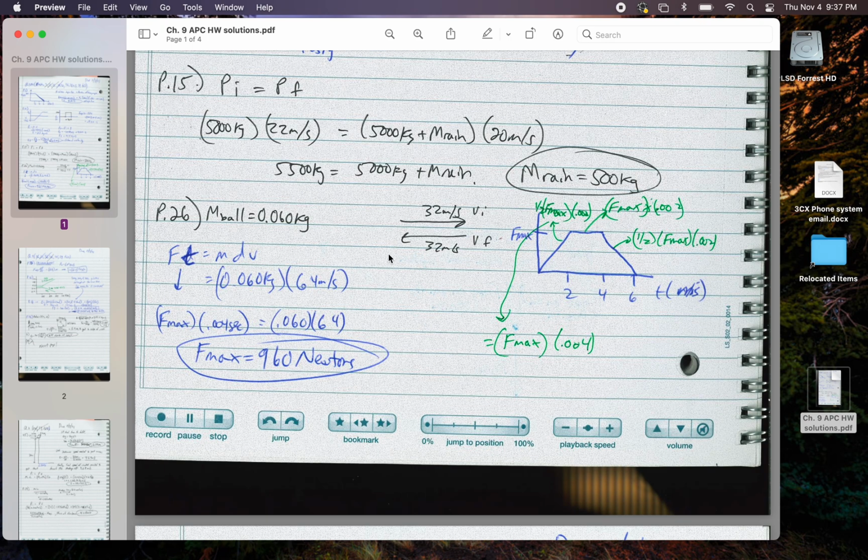And that total change in momentum would equal F max times 0.04 seconds, because I basically got the area of this trapezoid as F max times 0.004. So that gives me 960 newtons. So I kind of did the piecemeal parts of the area here.